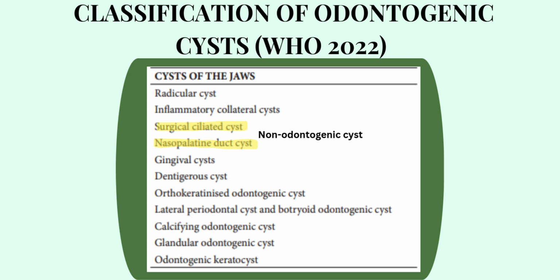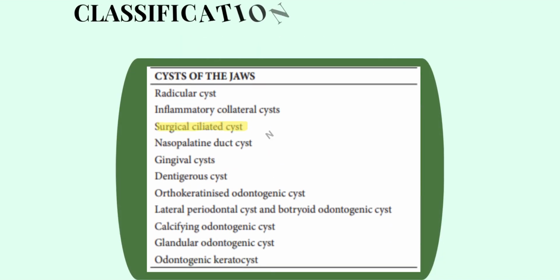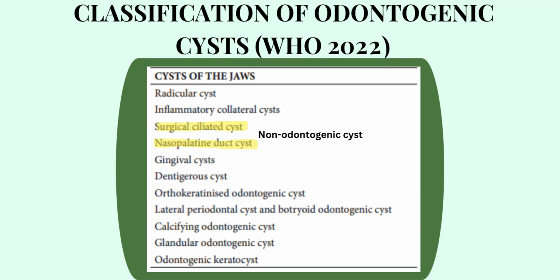In 2022, the WHO released the latest edition of the WHO classification of head and neck tumors. This update includes a refined classification of odontogenic cyst. The WHO 2022 system keeps the cysts grouped into two major categories: inflammatory odontogenic cyst and developmental odontogenic cyst. Under the inflammatory cyst, there are two main entities: radicular cyst and residual cyst.